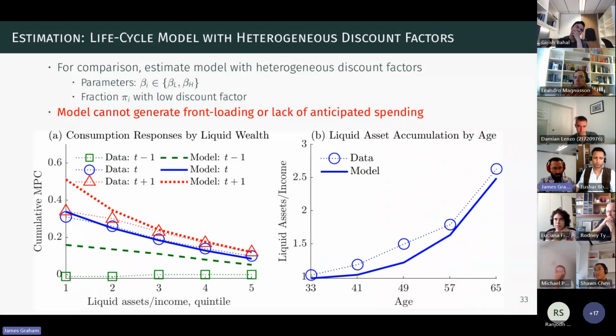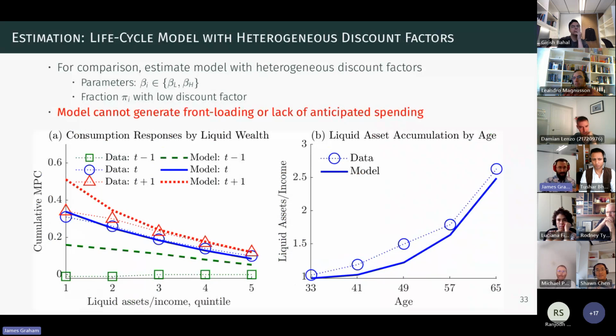This is fairly standard. You see this in other papers like Krusell-Smith and so on. You say one household has a very low discount factor, one household has a very high discount factor, like impatient and patient households, if you like. Otherwise, everything is the same. Again, we're going to target both statistics, the MPCs and the liquid wealth accumulation. And the blue lines in each graph suggest that this model does a reasonable job at capturing both.